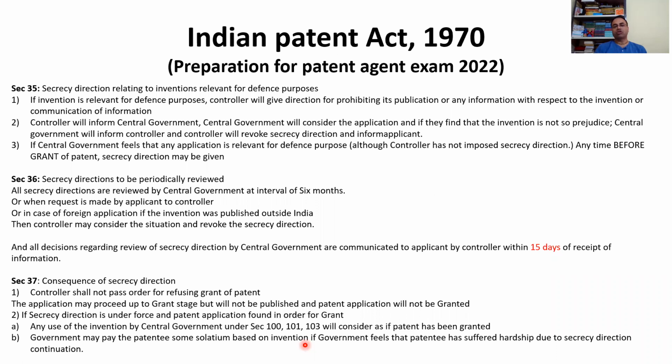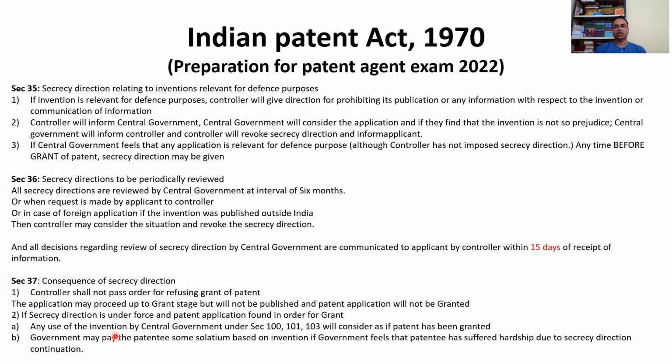But the criterion is that the government will pay the patentee some money if it feels that because of the continuation of this, he has spent money on the R&D, on the drafting, on the filing, all the money he has spent, and he is not able to convey it to the public, not able to use it, not able to make any product after those. Considering those, the government can pay something. But even when the secrecy direction is on, the government can use the patent if it is in order for grant. Means if it reaches the grant stage, it can use the patent as if it is granted. So these are the consequences of secrecy direction.